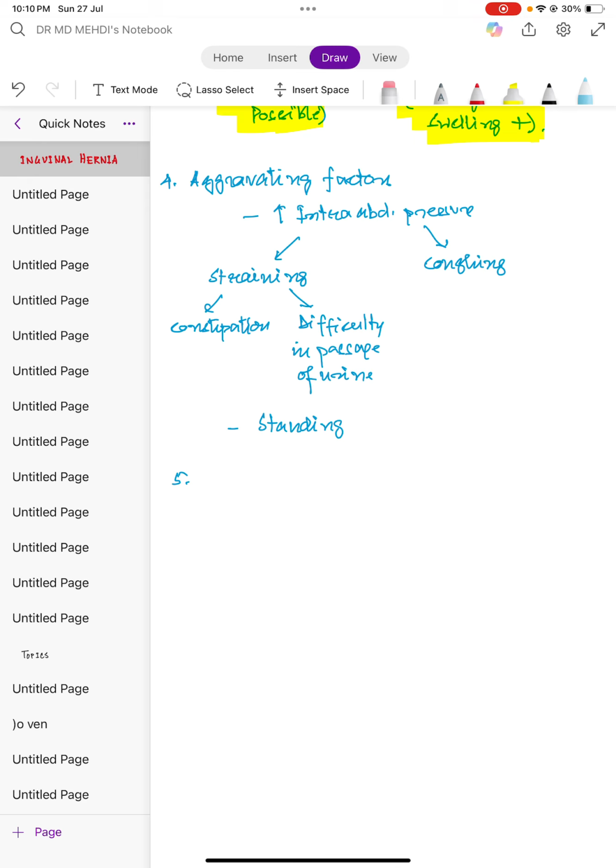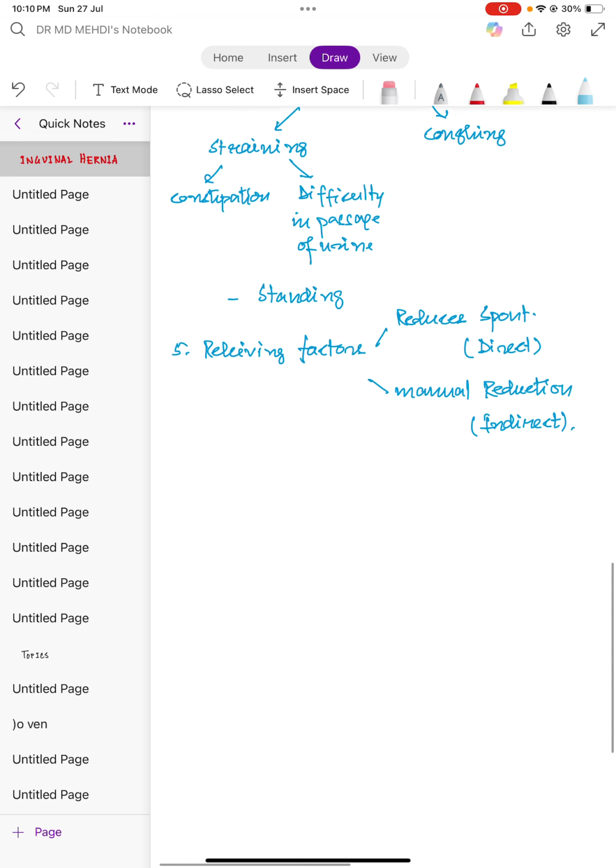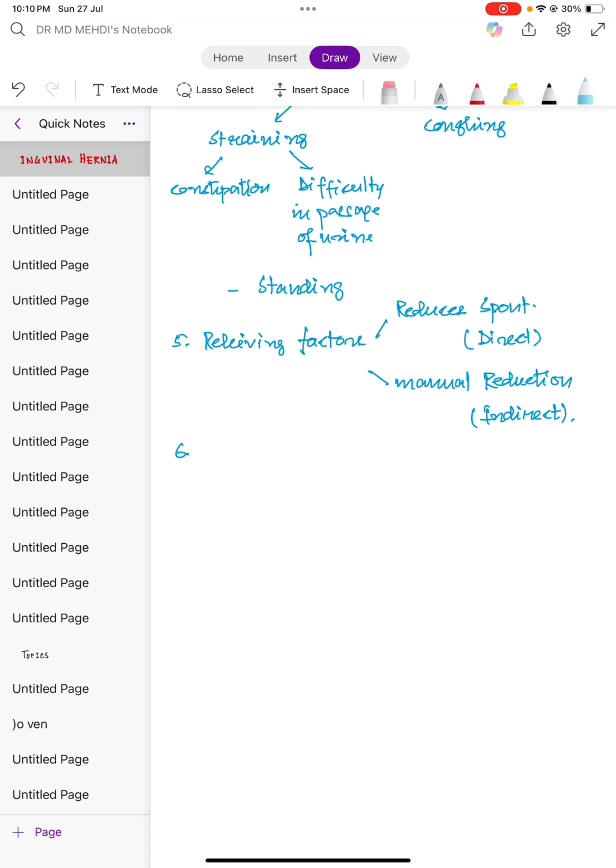Now relieving factors. Unlike other diseases where medicine plays a key role in relieving the symptoms, here it mainly reduces spontaneously in case of direct hernia, and manual reduction is needed by the patient in case of indirect hernia. Okay. After that, you have to mention whether a pain is there or not. If pain, usually absent.